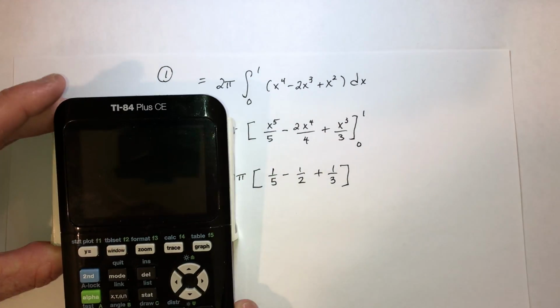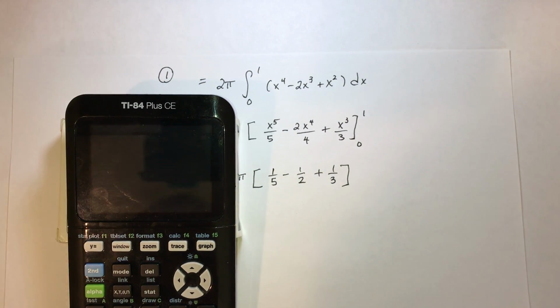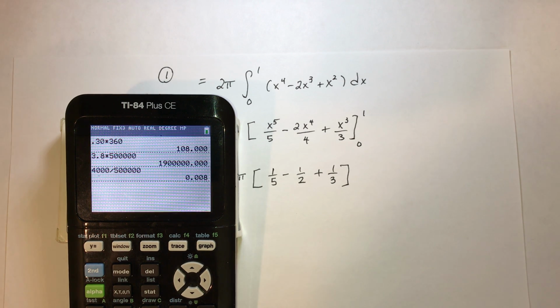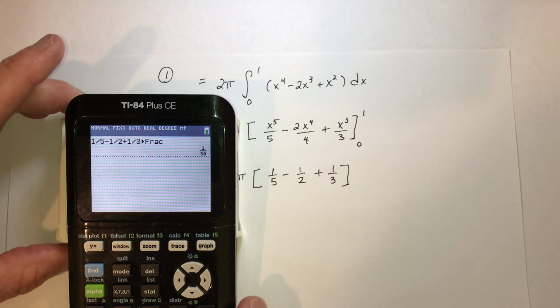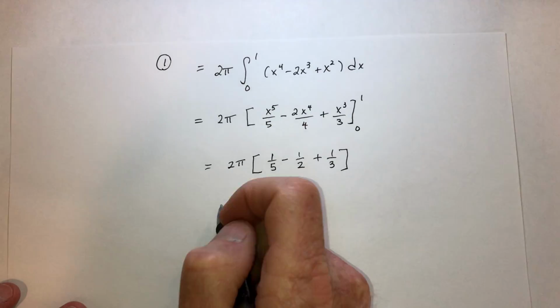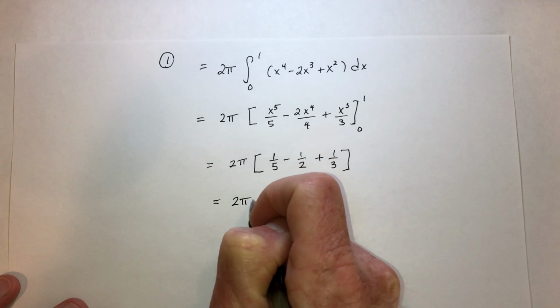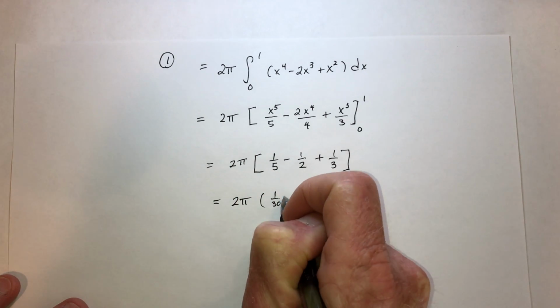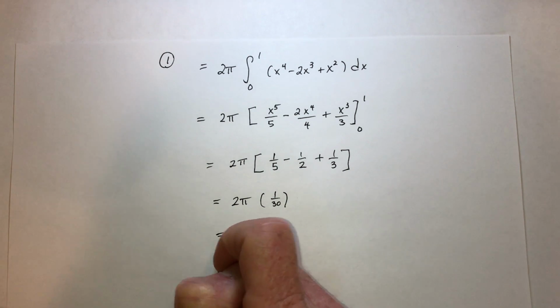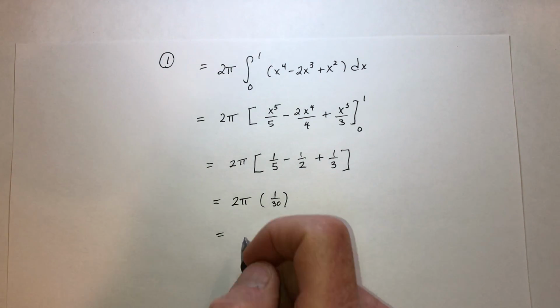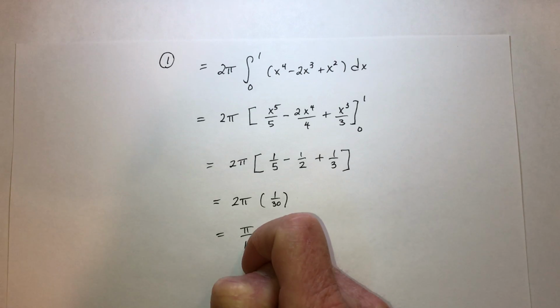So how much is 1/5 minus 1/2 plus 1/3? It's 1/30th. So then it will be 2 pi times 1/30th. And of course the answer is small because that was such a short function. So let's see, when you reduce, it's going to be pi over 15.